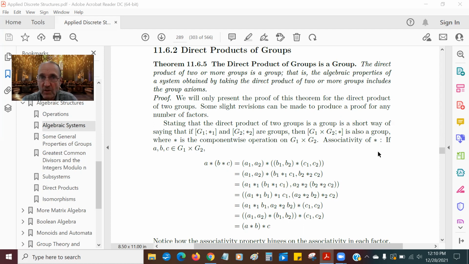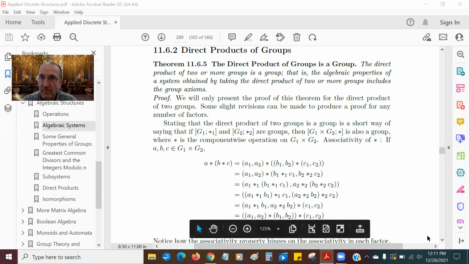So let's look at associativity. If you have A star parentheses B star C, that's going to be A1 A2, because that's the set of ordered pairs from G1 and G2, star B1 B2 star C1 C2. Now I work inside here, and this star operation gives me B1 star C1 and B2 star C2. These stars are different, because this is the star from group 1, that's the star from group 2, and may or may not be the same operation.